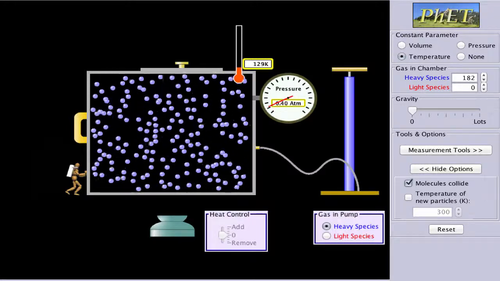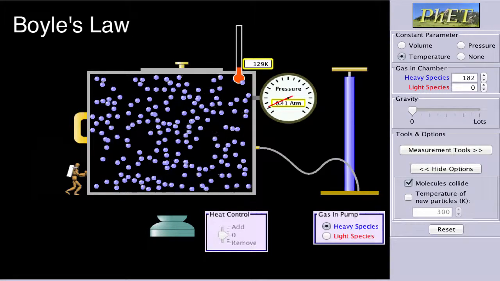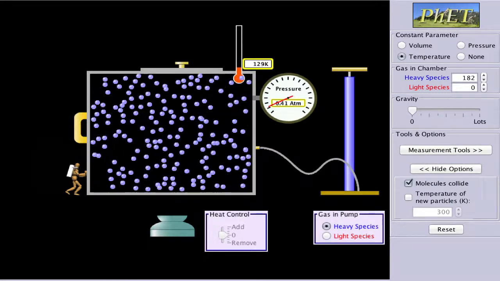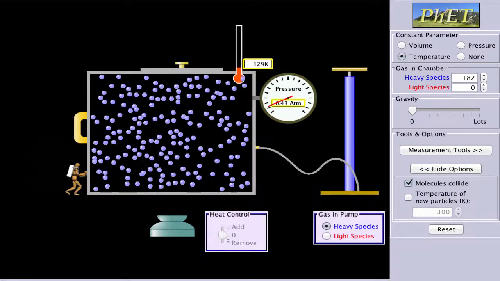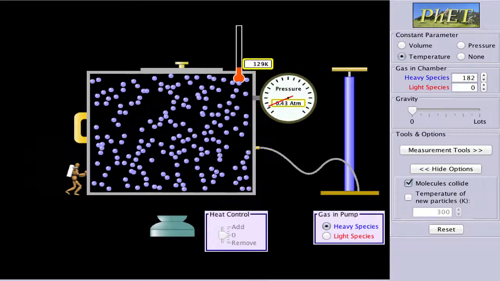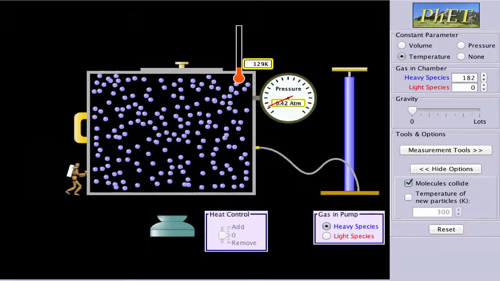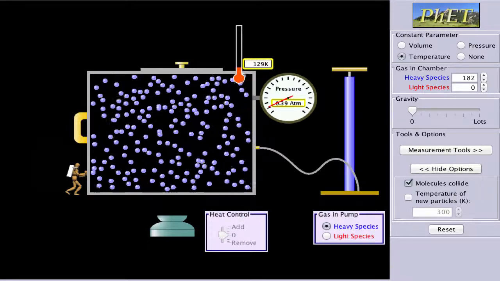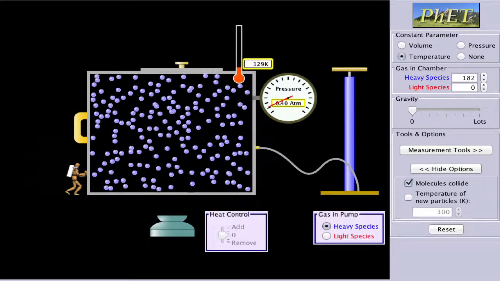So we want to take a closer look at Boyle's law, and we're looking here to address two main factors. Boyle's law deals with pressure and volume. Now, according to Boyle, he found that these two factors are inversely proportional. This means as one increases, the other decreases. Let's look at the animation.